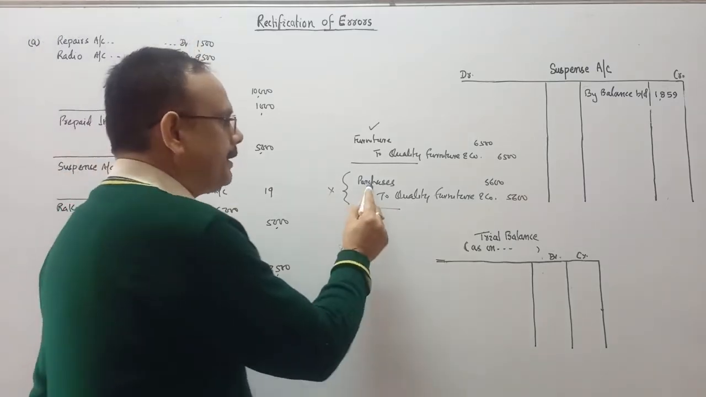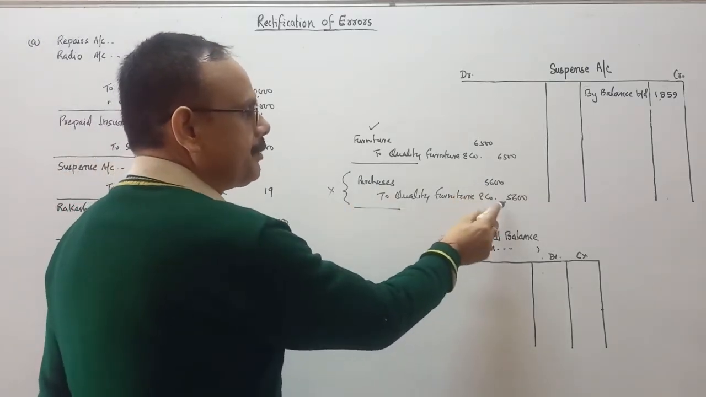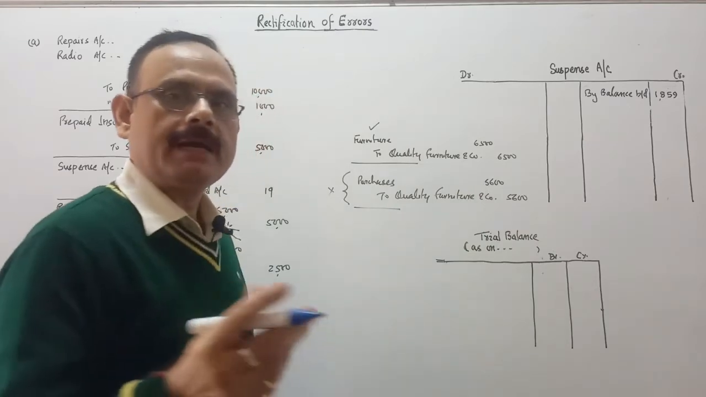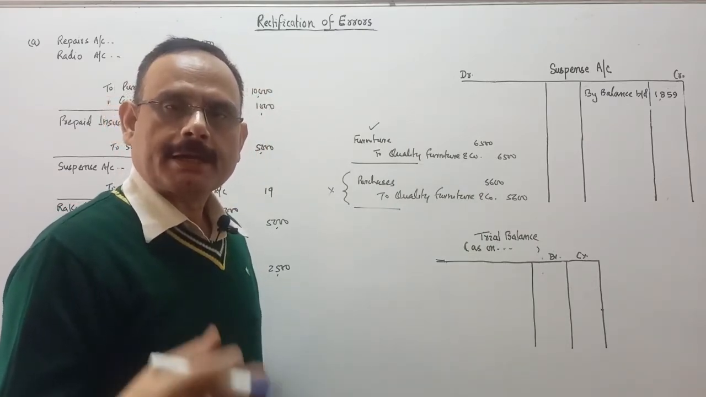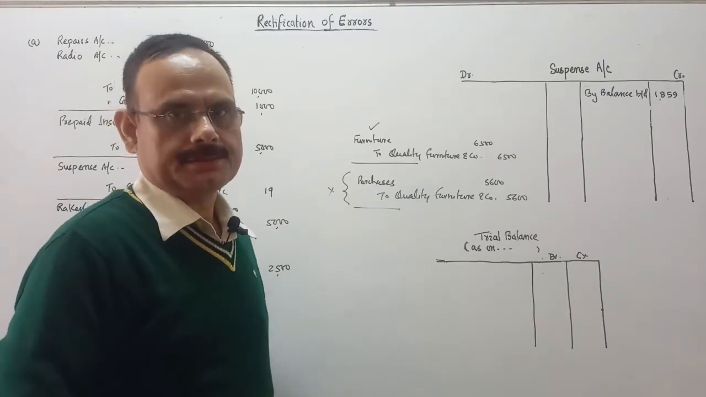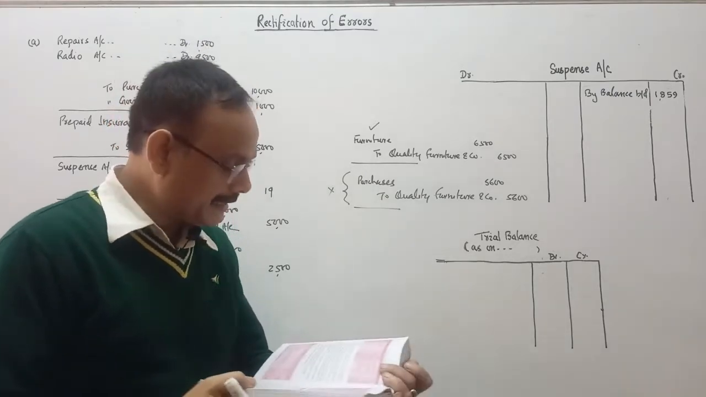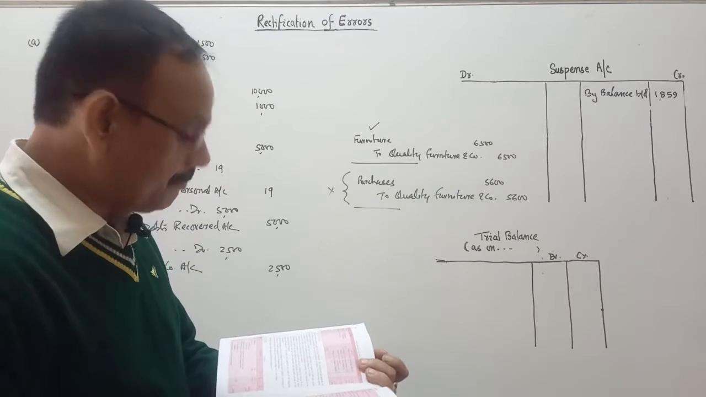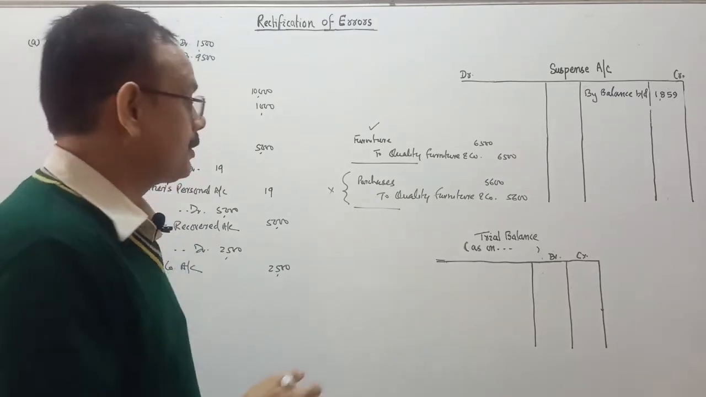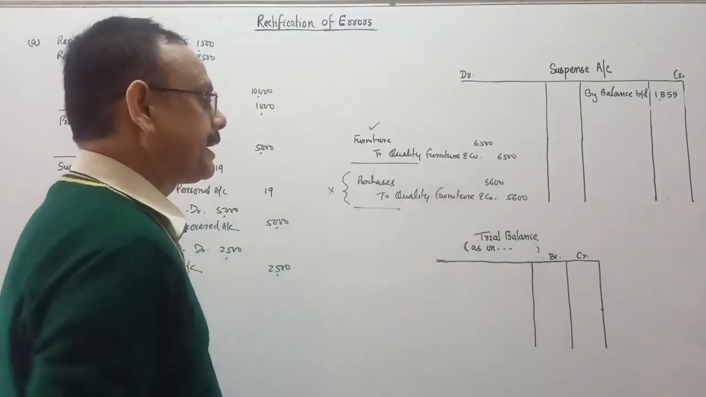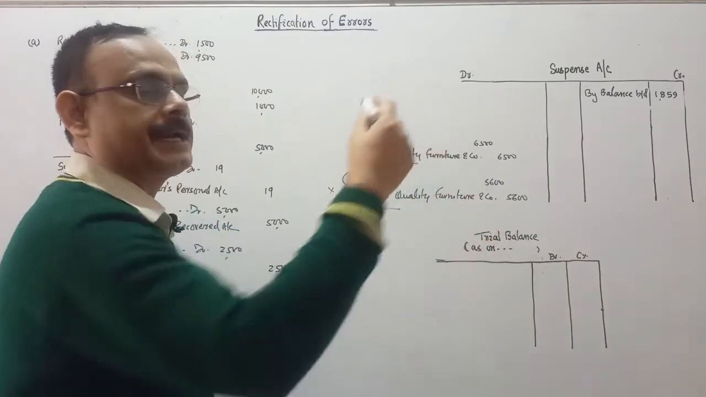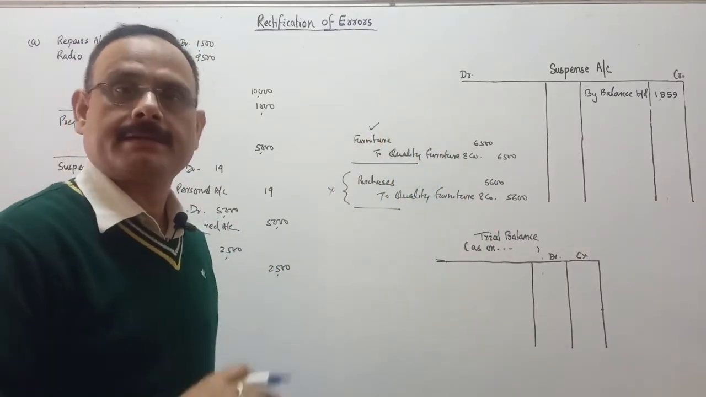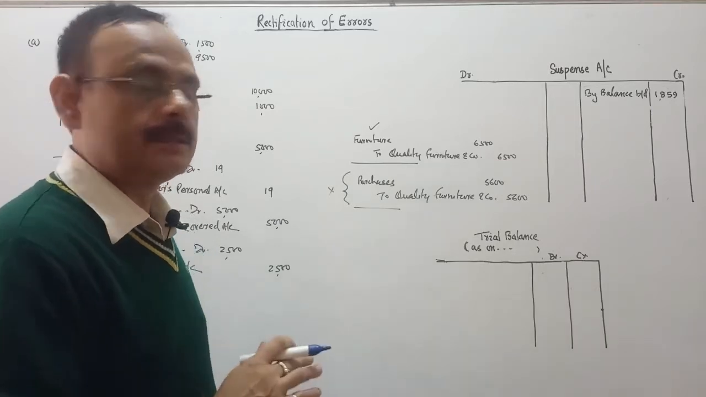So every debit has a corresponding credit with the same amount, so trial balance is matched. This type of error you cannot detect from the trial balance, because every debit has a corresponding credit. Purchase is debited by 5600, Quality Furniture is credited by 5600, but error is there, blunder is done.